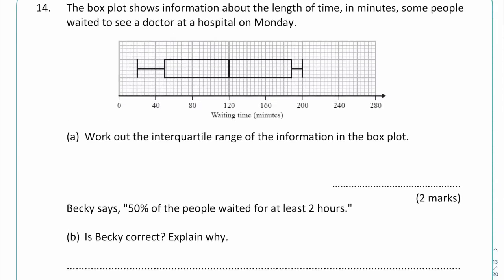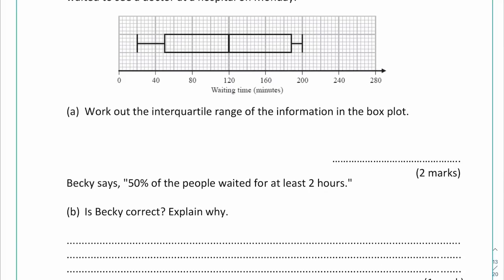Here we've got a box plot. It says it shows some information about the length of time in minutes some people waited to see a doctor at a hospital on Monday. It says work out the interquartile range of the information. Now to work out the interquartile range is quite a nice one. We just find the lower quartile, which is right here, although that is right in the middle of a box, so that's a bit of an awkward one. So that number there is 60, as that's between 40 and 80.